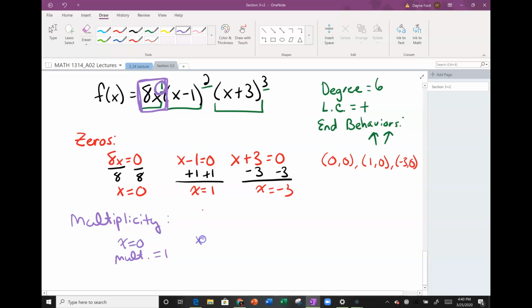Now the next zero, x equal to 1, its factor here had an exponent of 2. So that means it has a multiplicity of 2. And then for x equaling -3, this factor had an exponent of 3, so it has a multiplicity of 3. So you'll notice that the multiplicities don't actually coincide with the zeros themselves. It just tells us how many times that zero occurs.